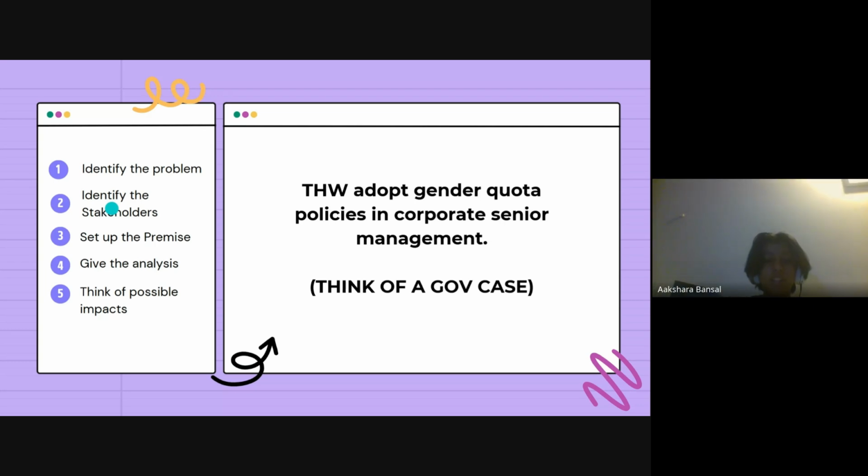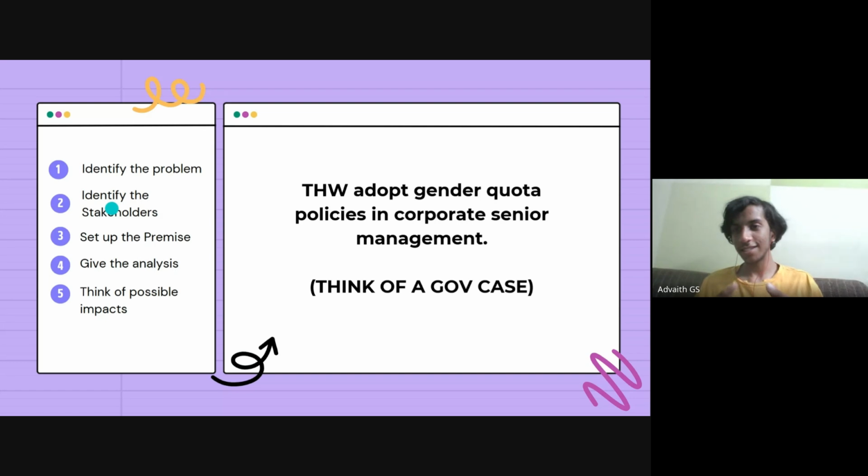To identify the stakeholders, not only women are the stakeholders, but the corporate management companies are also stakeholders because they're also affected by it. Nice. This is good. This is everything that we should talk about when it comes to stakeholders.